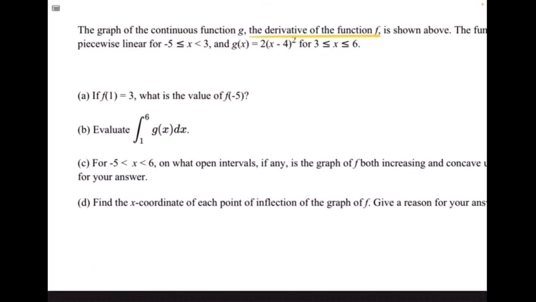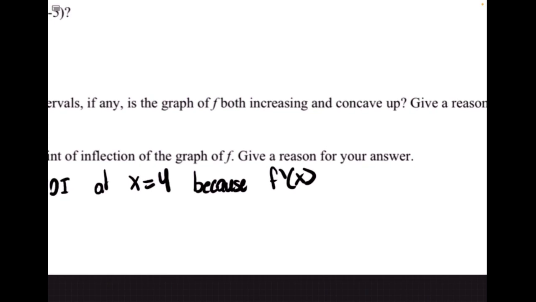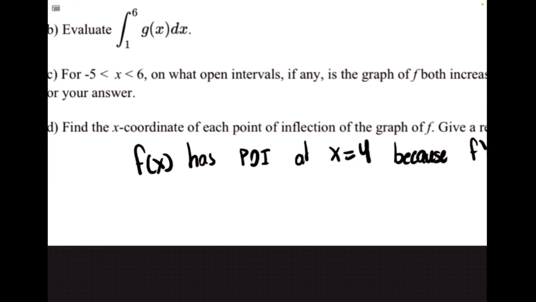So we can put that f of x has a POI, point of inflection, at x equals 4. But we also have to explain, so we just put because f prime of x changes signs at x equals 4.